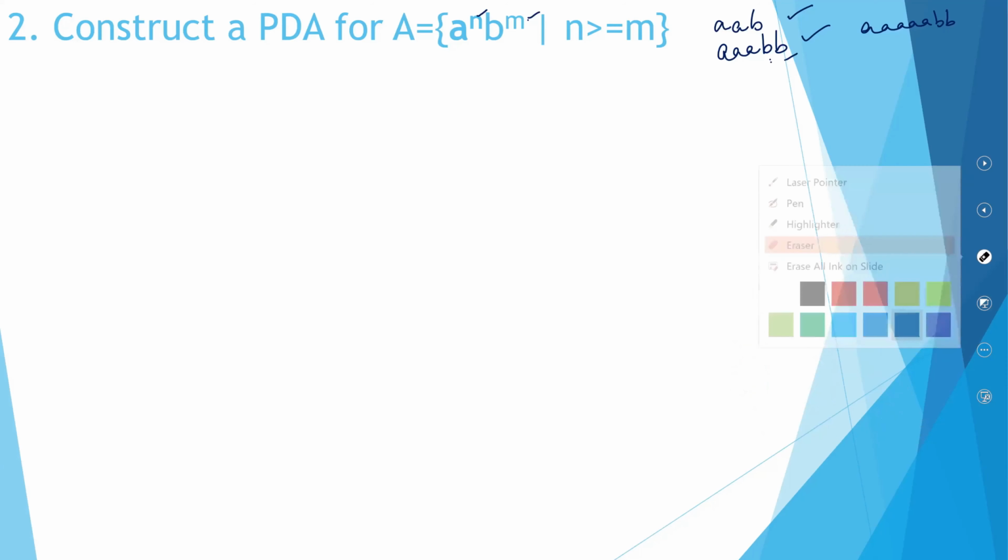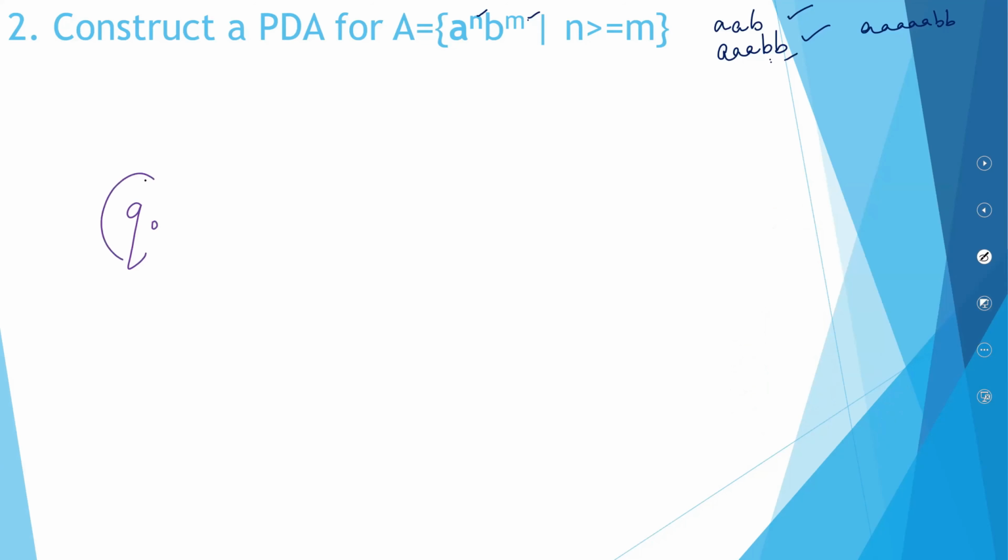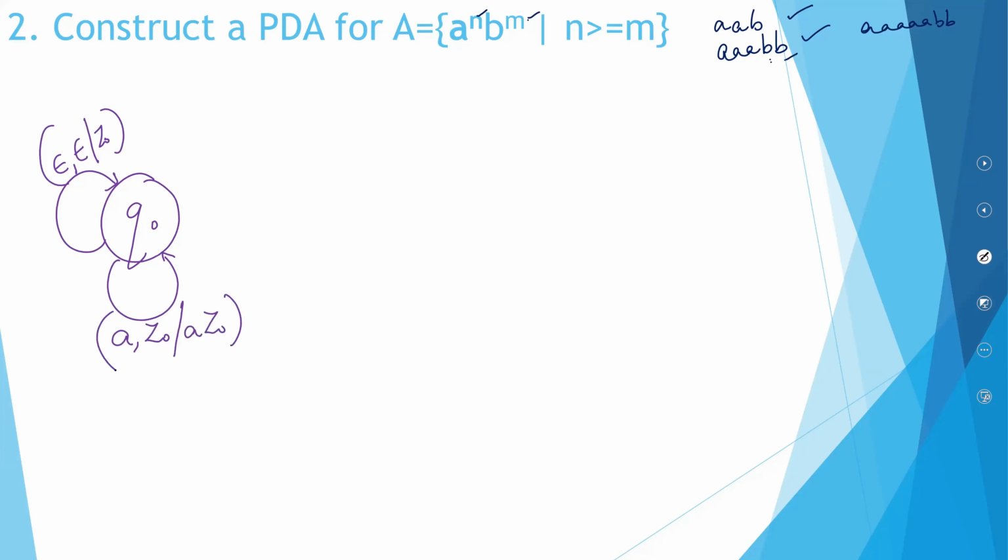So let's start drawing the automaton. Initially we will have a Q0. You encounter epsilon, the top of your stack is epsilon, and you push in Z0. You encounter your first A, the top of the stack is Z0, and you push that A into your stack. Now I'll start drawing my push-down automaton more formally. I will not have too many arrows.